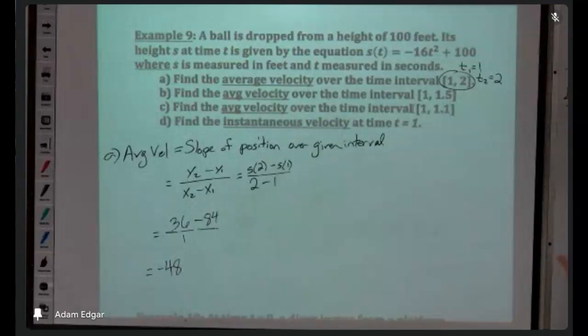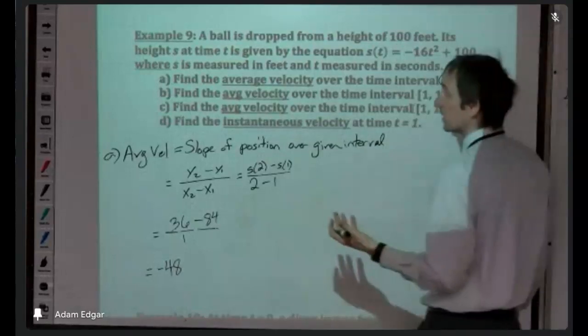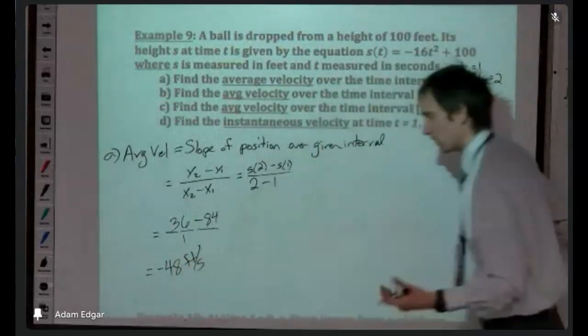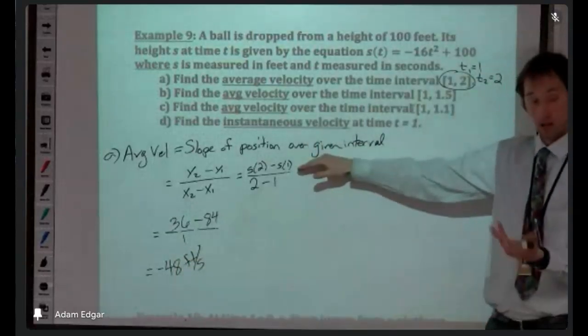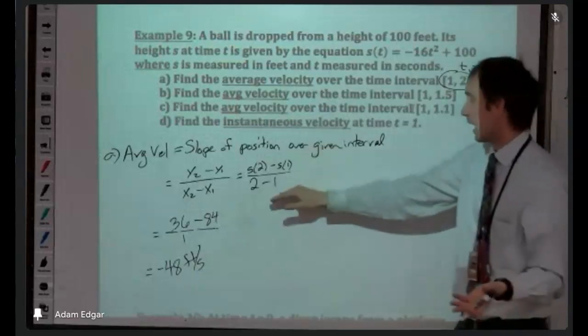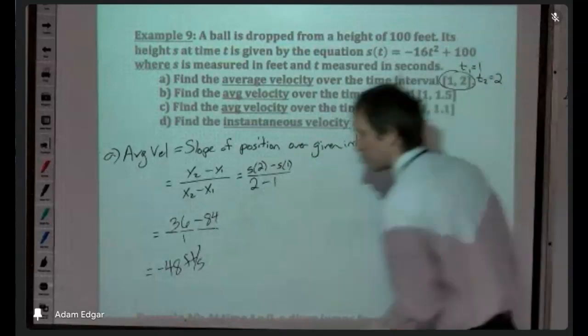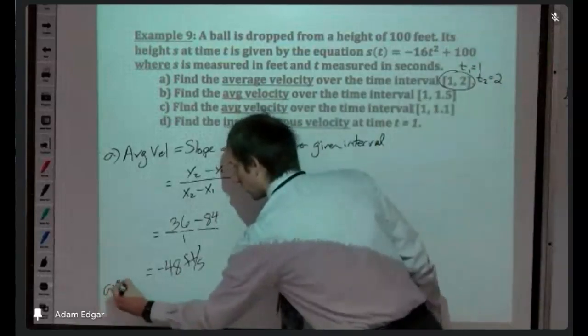What are the units for the speed? Feet per second. If you're unsure, the numerator is measured in feet because that's position, and the denominator is measured in seconds. So feet over seconds is feet per second. So that's our average velocity on this time interval.